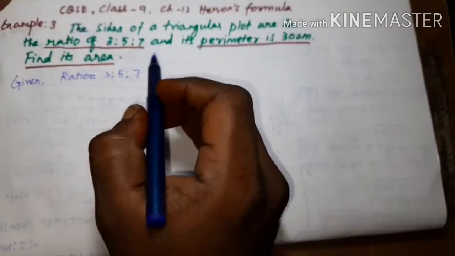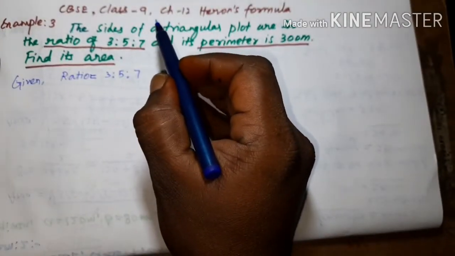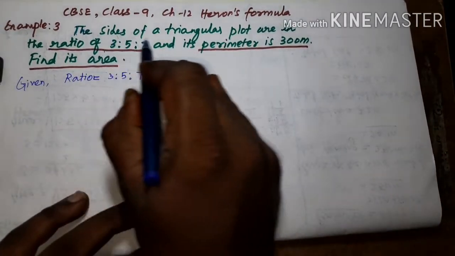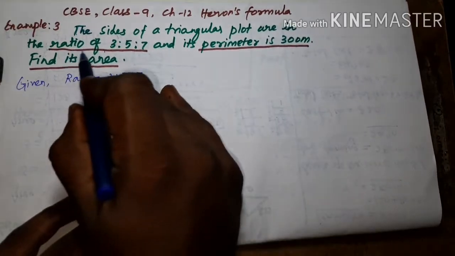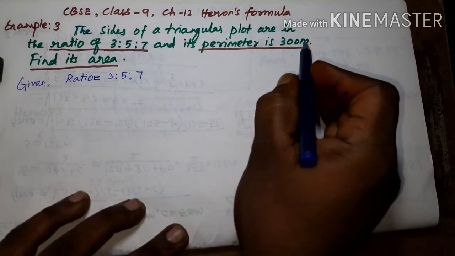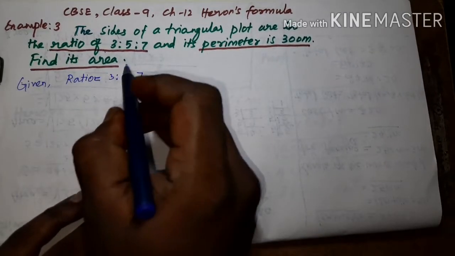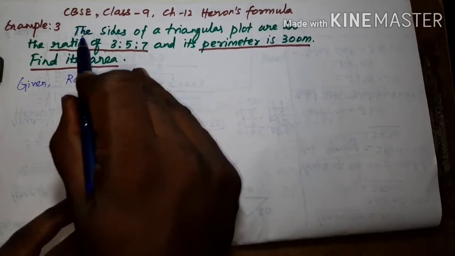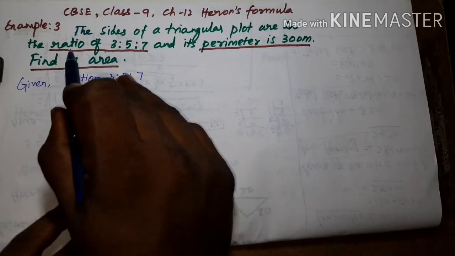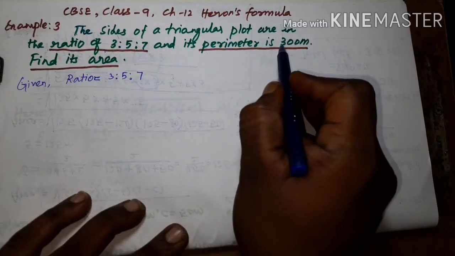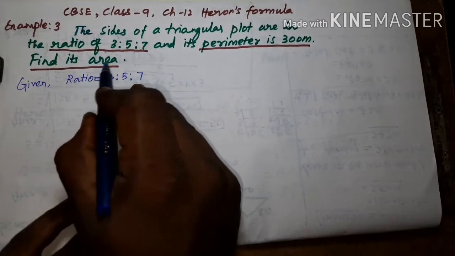We are going to see class 9 chapter 12 example 3. The question is: the sides of a triangular plot are in the ratio of 3:5:7, and its perimeter is 300 meter, and we need to find the area. And the condition is, first we need to identify the given values. In the question, sides ratio they gave 3:5:7, perimeter they gave 300 meter, and we need to find the area.